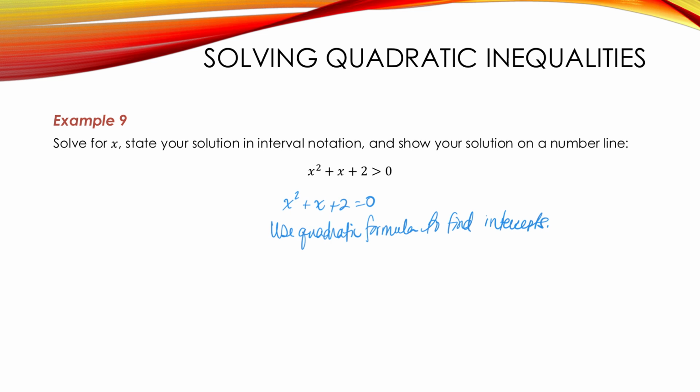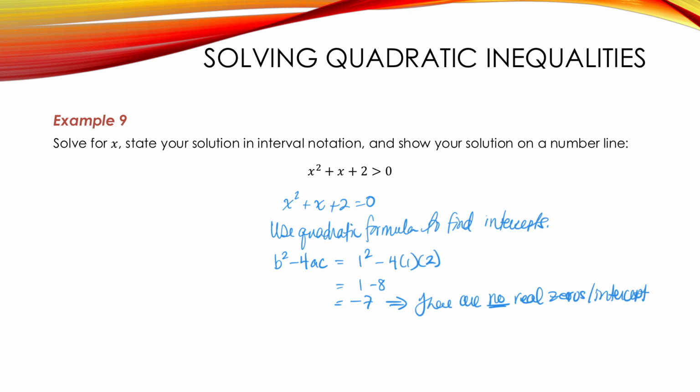Here's the problem. If I look at the discriminant b squared minus 4ac, that gives me 1 squared minus 4 times 1 times 2. So I end up with 1 minus 8, which is negative 7. This means that there are no real zeros, or intercepts, meaning our graph doesn't touch the x-axis.